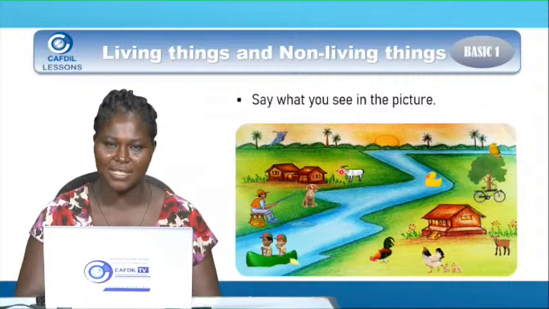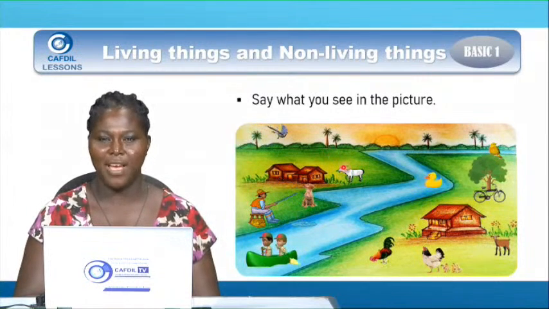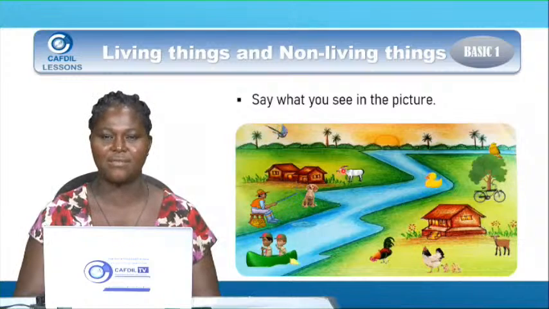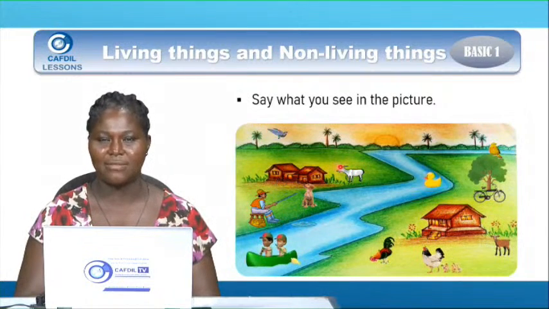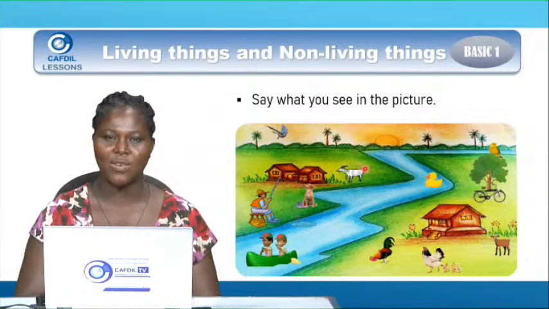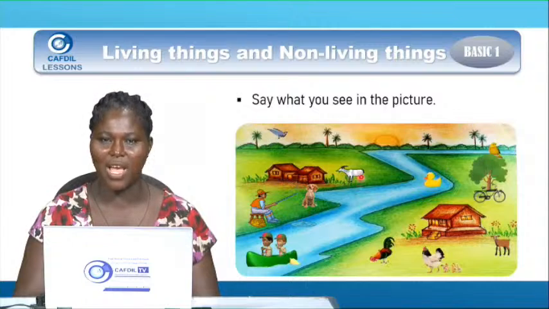Now let's look at this one. Children, what is this? Now this is a goat. What color is the goat? It is a white goat. A white goat, and we have some black colors on the tail and the head. So this is a goat.